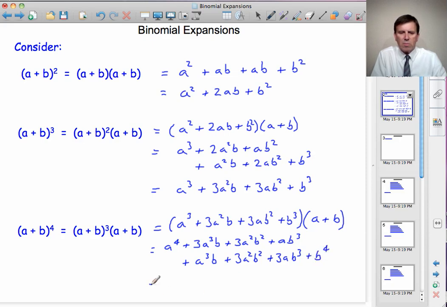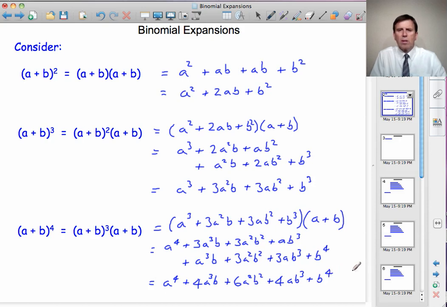Now collecting like terms together, that gives us a to the power 4 plus 3a cubed b plus another a cubed b is 4a cubed b, and we've got 3a squared b squared plus 3a squared b squared, giving a total of 6a squared b squared. And the next one, ab cubed plus 3ab cubed is plus 4ab cubed. And finally we've got plus b to the 4.